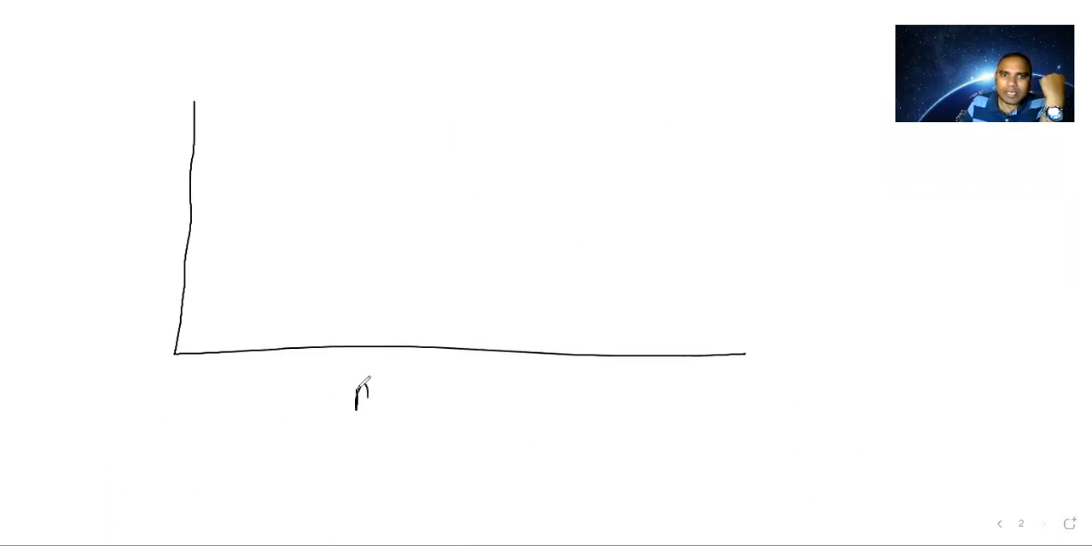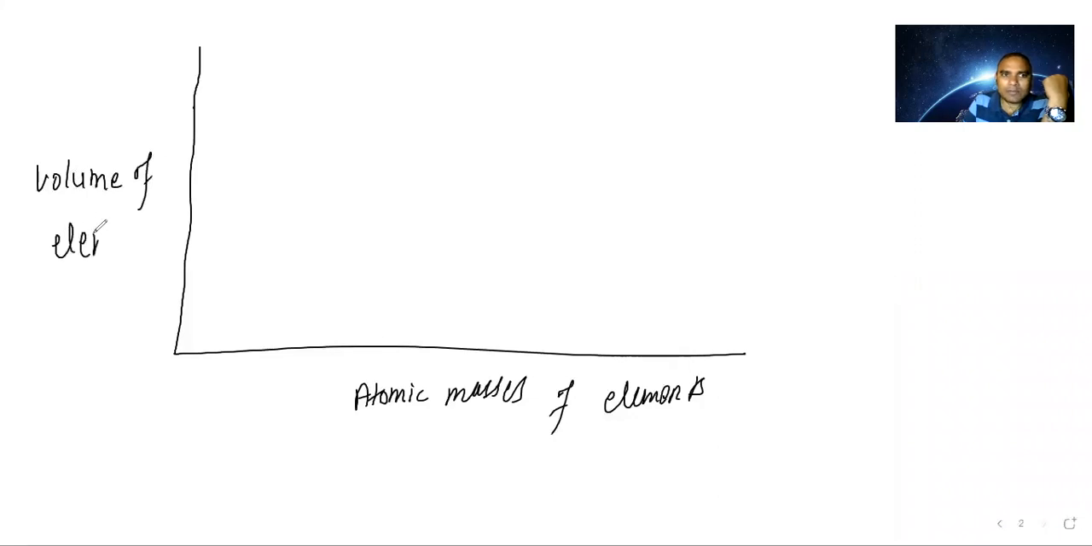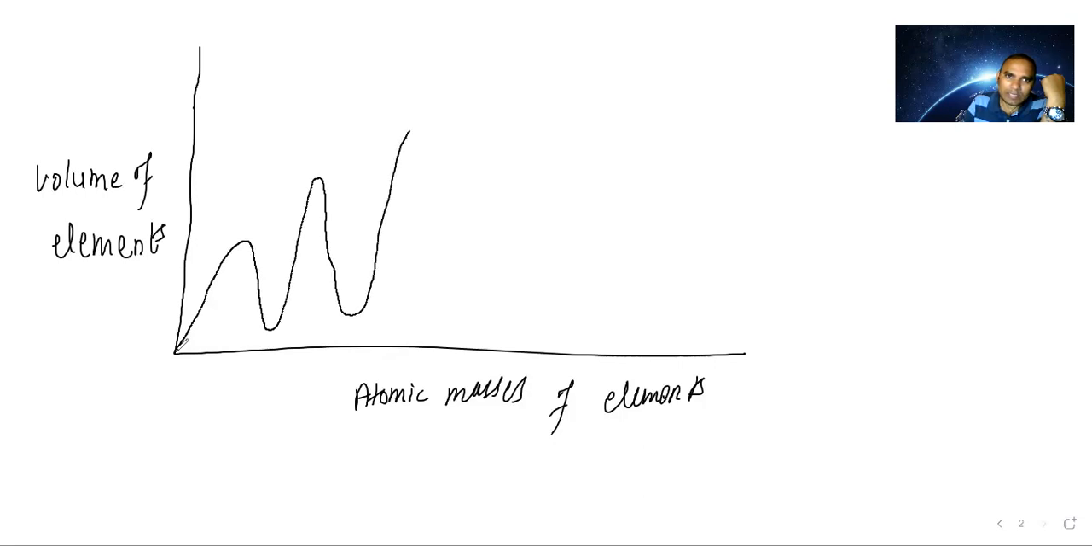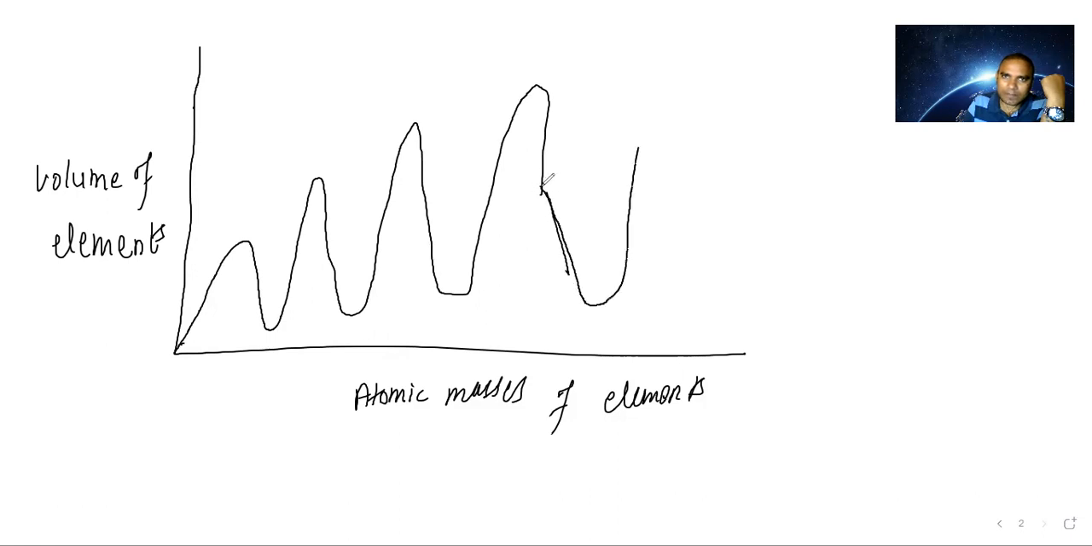Suppose I am taking atomic masses of the elements here. Second, they are talking about the volume of the element. Initially it is like this, then slowly it is increasing, and you will find that it keeps on increasing.